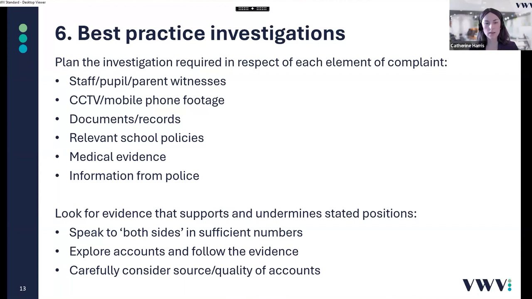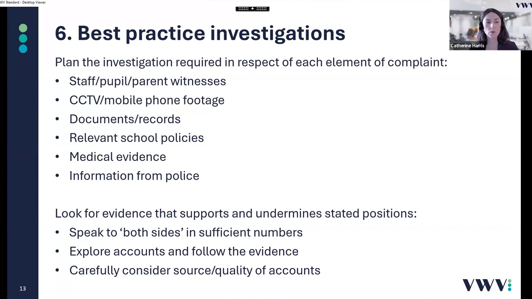Other evidence that the investigator might need to look at is CCTV and mobile footage, documents and records, and they should have been listed in the terms of reference, relevant school policies, medical evidence. So for example, if there's been an injury, you might want to look at medical evidence. For example, to confirm that the pupil went to hospital if the parents said that they did, and that's to confirm whether or not what the parents said is accurate.